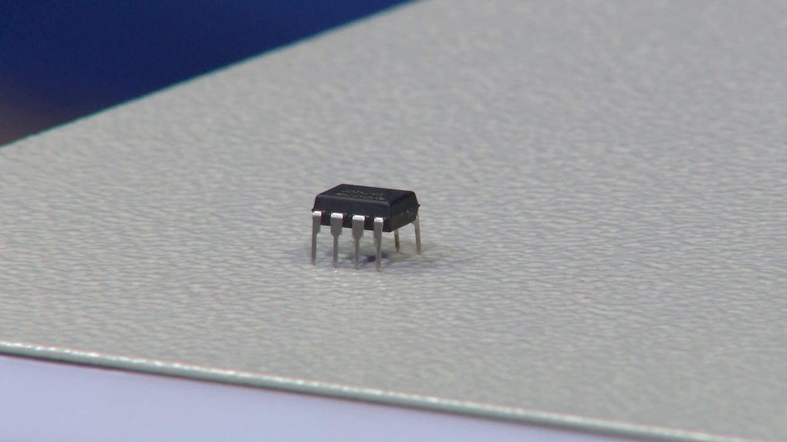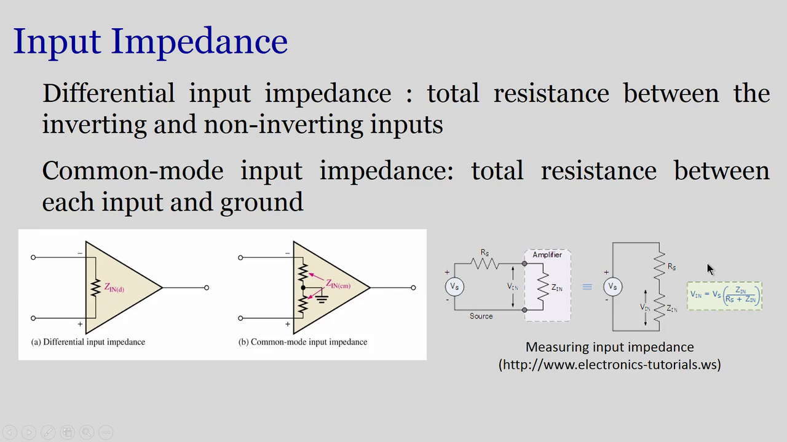The first one is your input impedance. What is input impedance and what kinds of input impedance are there? First is your differential input impedance. What is differential input impedance? Differential input impedance is the total resistance between the inverting and non-inverting terminals. That means, what is the resistance between the inverting and non-inverting terminal? That will be your differential input impedance.